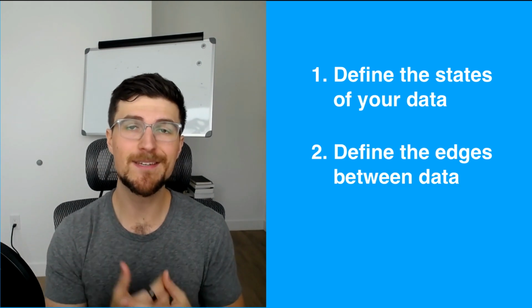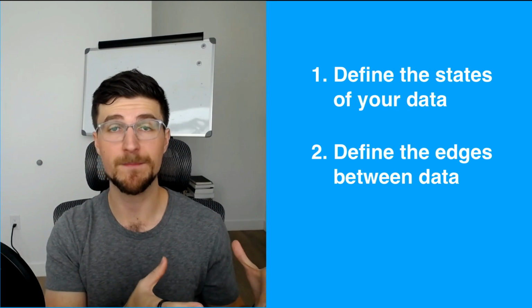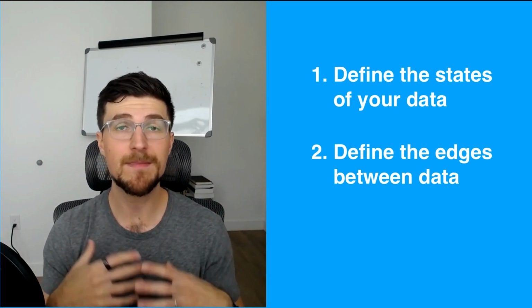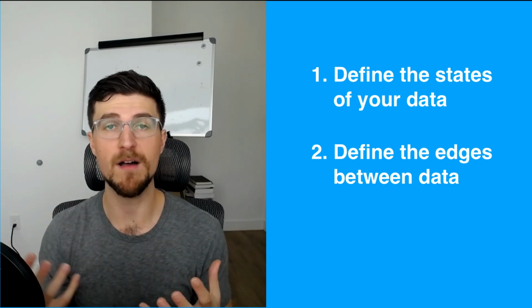Step 2 is to define the connections between that data. If you're playing a game like the sliding puzzle, that's the moves that you can make. In the case of our strings, that's removing one character from each position of the string.